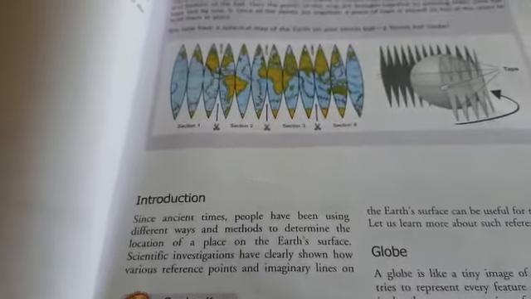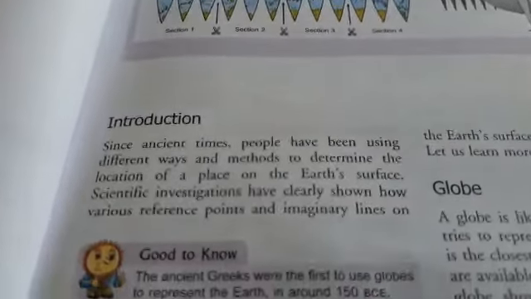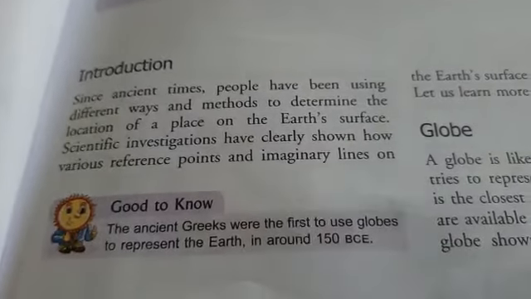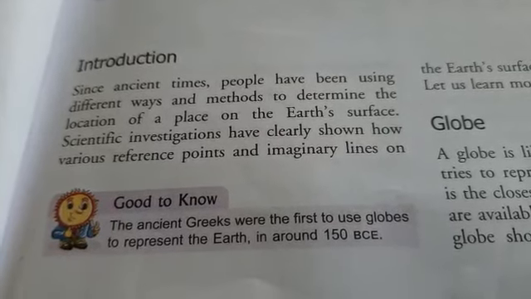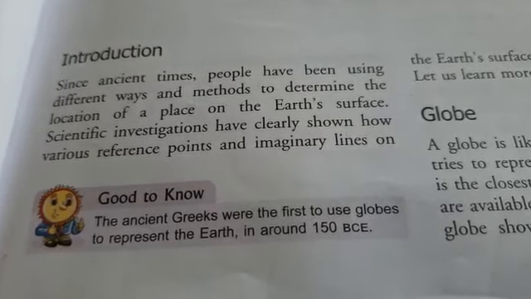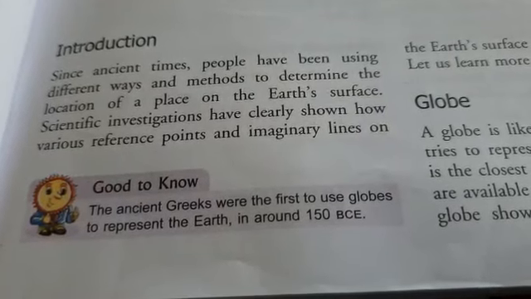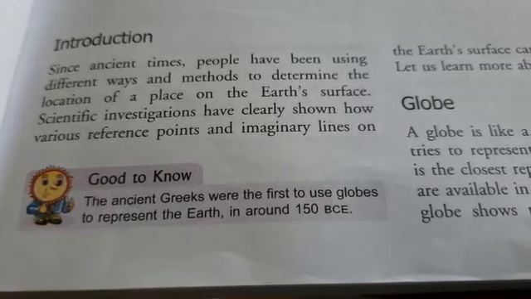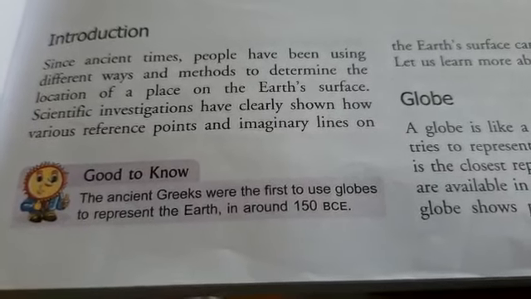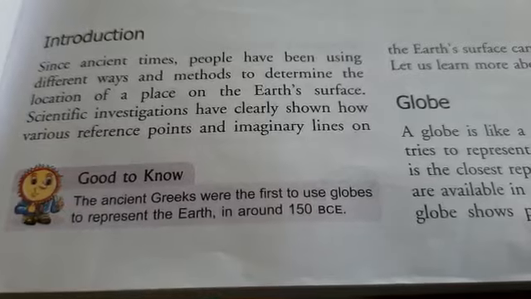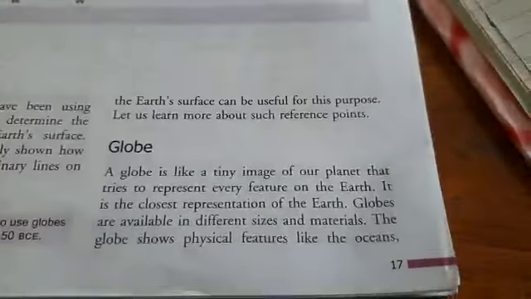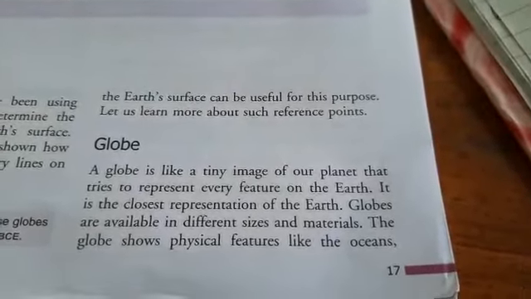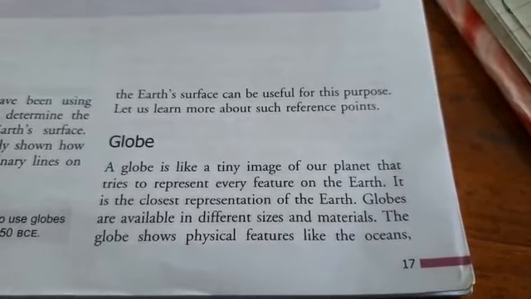Today I am going to teach Geography. Chapter 2: Globe, the Earth Model. Introduction. Since ancient times, people have been using different ways and methods to determine the location of a place on the Earth's surface. Scientific investigations have clearly shown how various reference points and imaginary lines on the Earth's surface can be useful for this purpose. Let us learn more about such reference points.